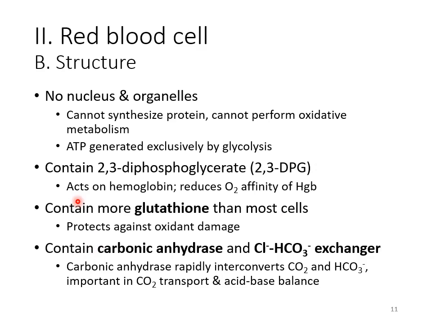And your RBC also contains more glutathione than most cells, which helps protect it against oxidant damage. Of course, it contains a lot of oxygen, and that might contribute to oxidative damage, so glutathione can help protect against that. And it also contains carbonic anhydrase and the chloride bicarbonate exchanger, and this is related to its role in the transport of carbon dioxide and also in helping maintain the acid-base balance.